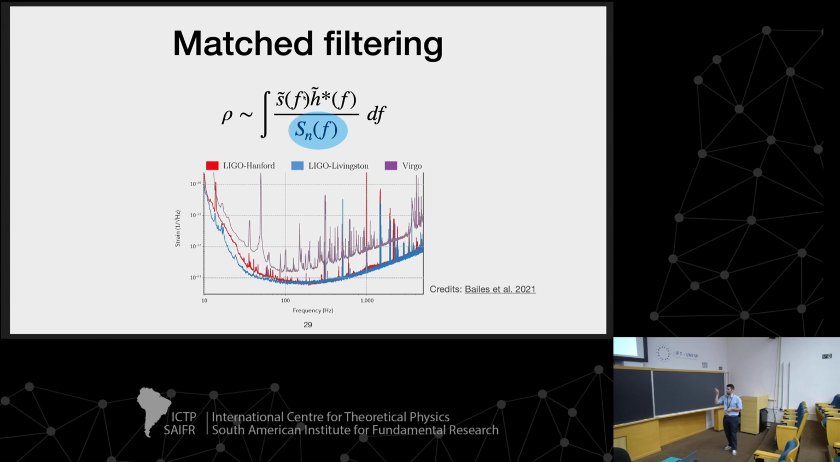You have frequency on the x-axis and the strain, or the PSD, on the y-axis, for the three detectors functioning during the first observing run, GW150914. And just a way to understand this plot: for example, you see that the Virgo PSD, which is the purple line, is higher than the Livingston PSD, so it means that Virgo is less sensitive.